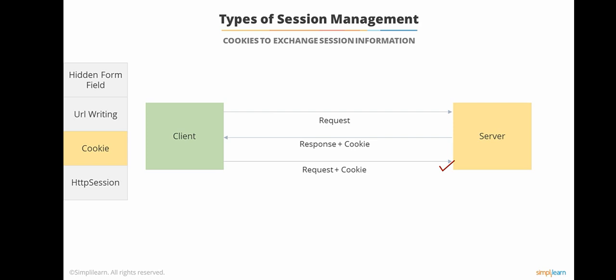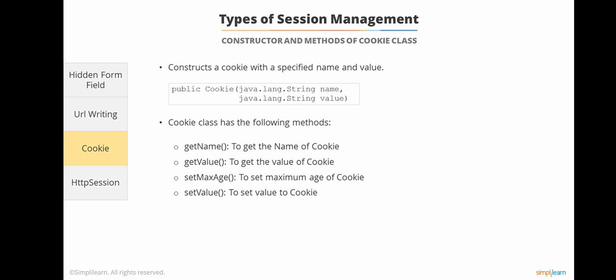The code to construct a cookie with a specific name and value: we have the Cookie constructor, which takes the name and the value as a key pair. The Cookie class has the following methods: getName, which gets the name of the cookie; getValue, which gets the value of the cookie; setMaxAge, to set the maximum age of the cookie; and setValue, to set the value of the cookie.